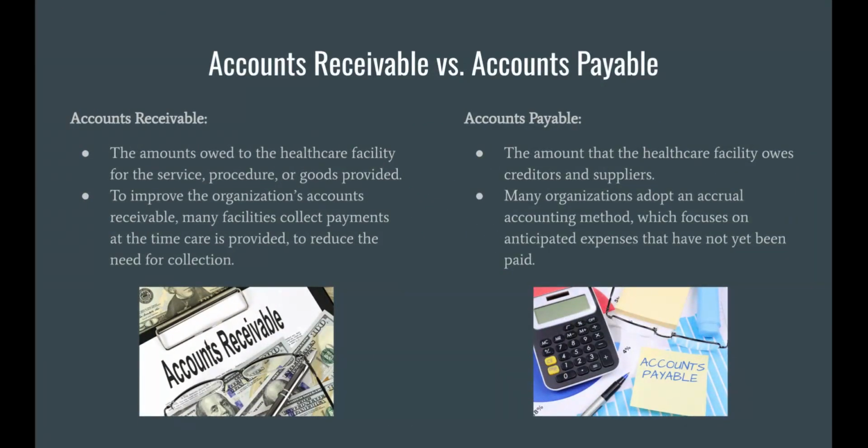So accounts receivable is the amount owed to the healthcare facility for the service, procedure, or goods provided. To improve the organization's accounts receivable, many facilities collect payments at the time care is provided to reduce the need for possible collection. And accounts payable is the amount that the healthcare facility owes creditors and suppliers. Many organizations adopt an accrual accounting method, which focuses on anticipated expenses that have not yet been paid.